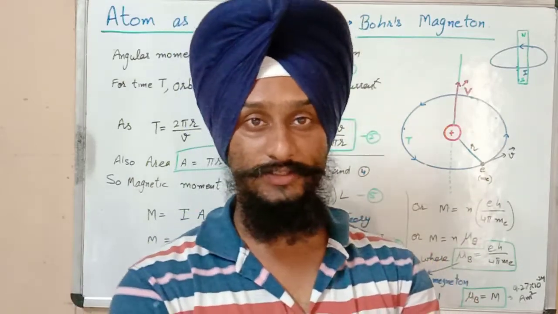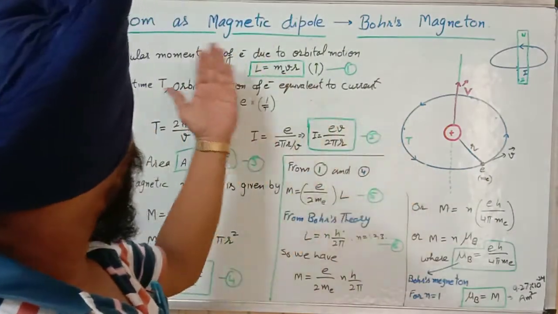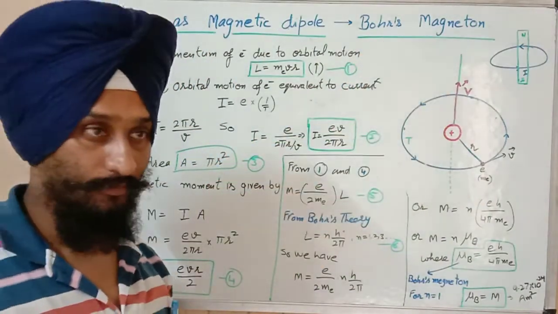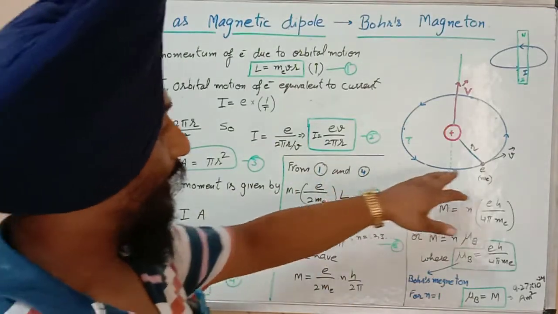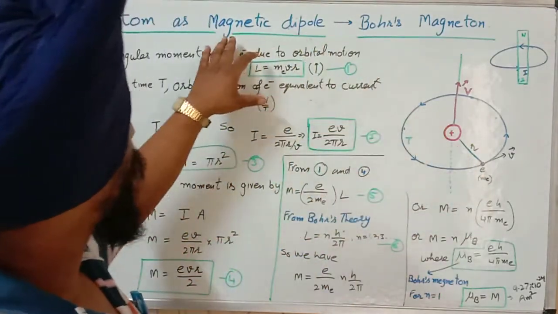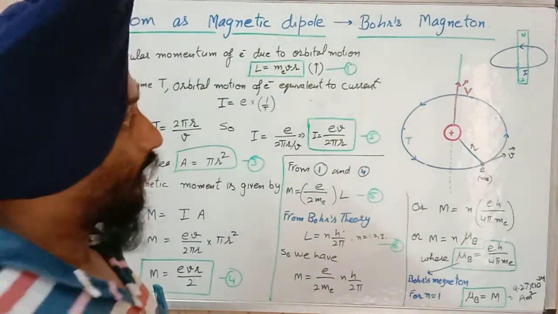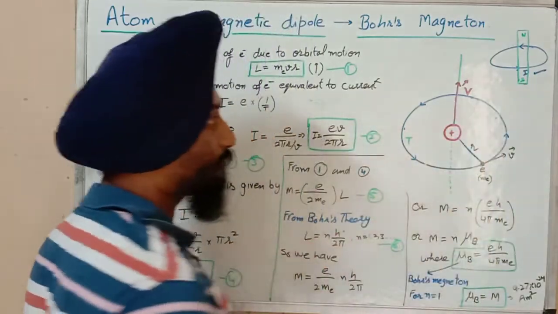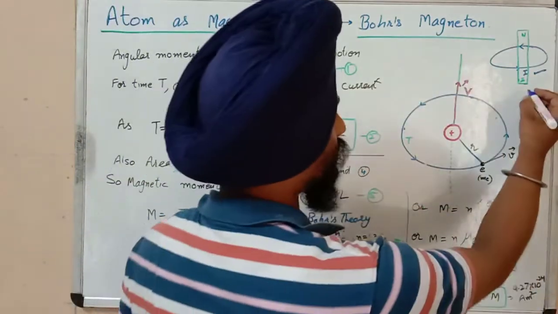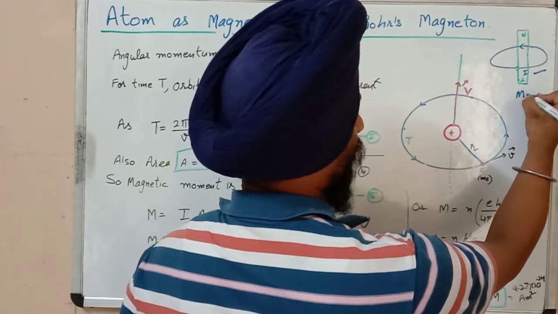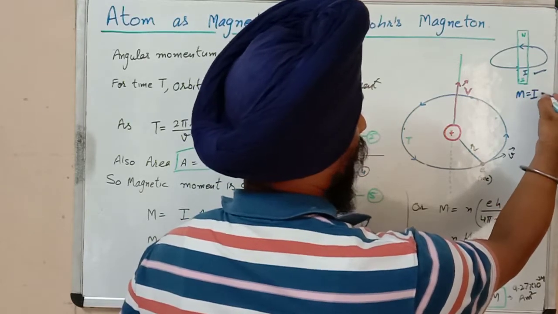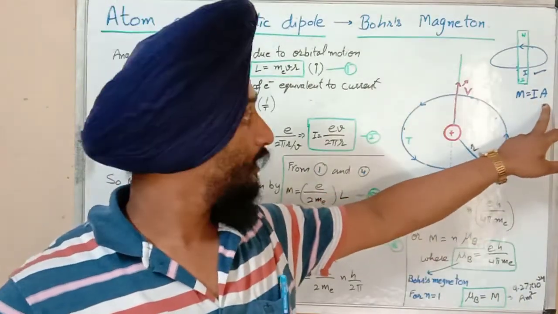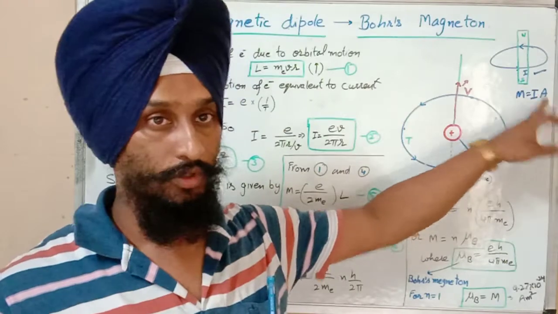Our today's topic is atom as magnetic dipole, or Bohr's magneton. Now we have to prove that an atom behaves as a magnetic dipole. We already know that any current-carrying loop behaves like a bar magnet and it has a net magnetic dipole moment, that is M, given by I into A, where I is the current through the loop and A is the area of the loop.